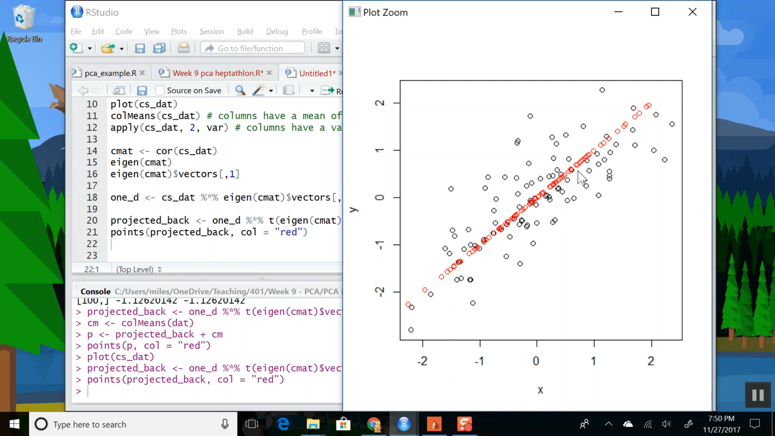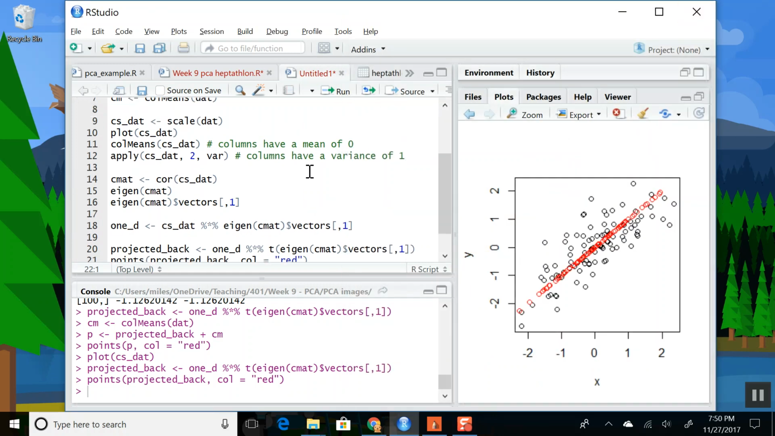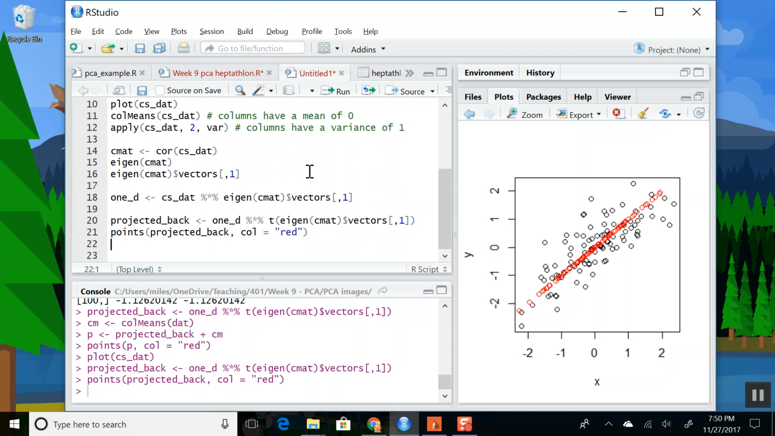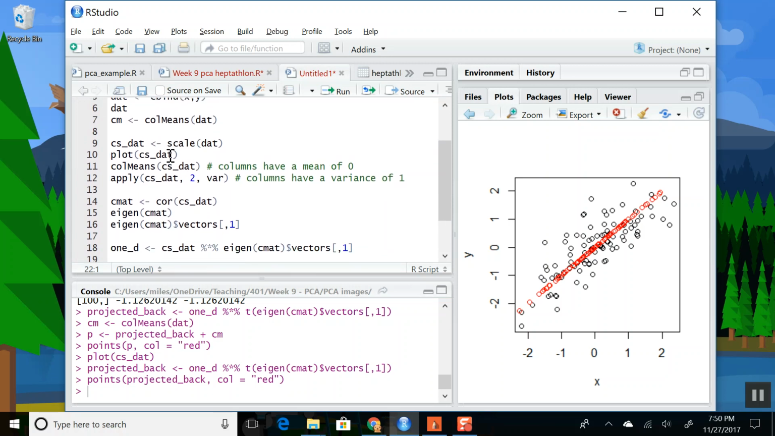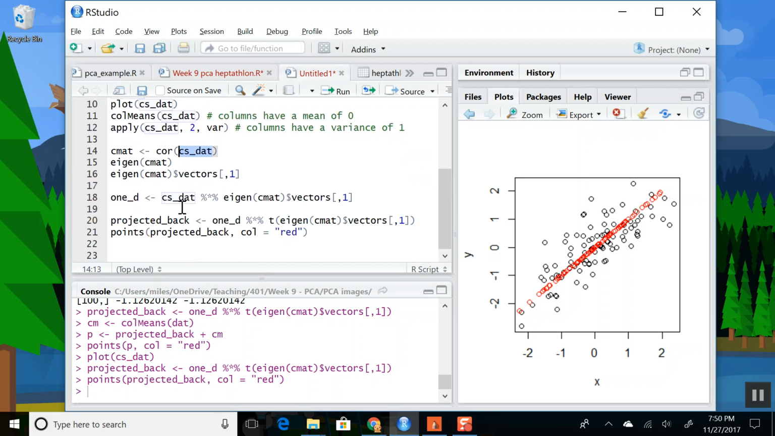So that's what happens when you do principal components analysis: you project the data down into a lower dimension, but naturally you lose some information. Again, to do that, what I did was calculate the centered and scaled data. We can just use the function scale for that. Then we take the correlation of the centered and scaled data, which returns a square matrix, and we take the eigenvectors of that square matrix.